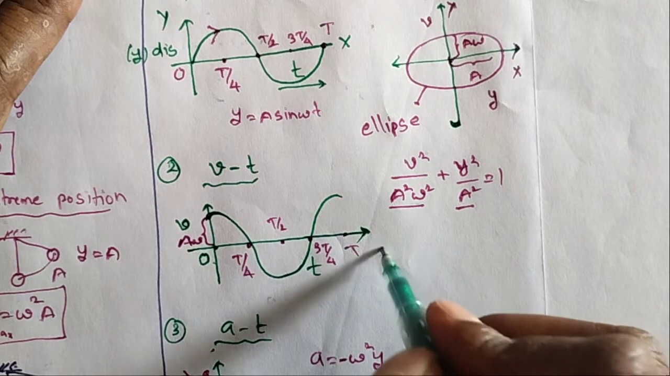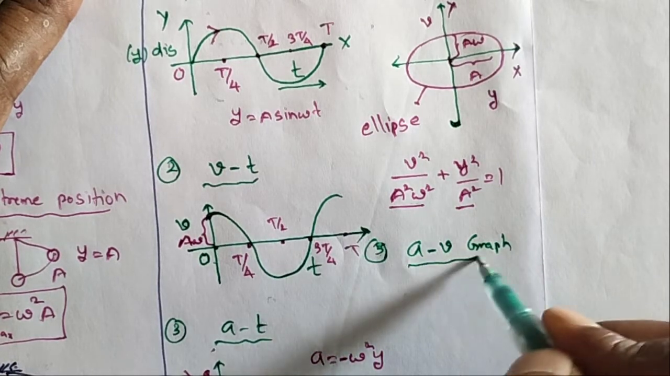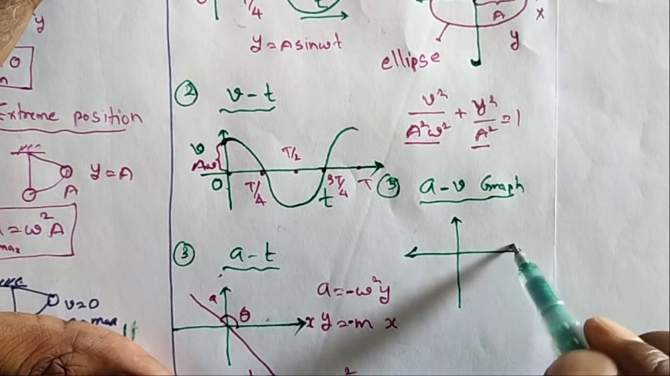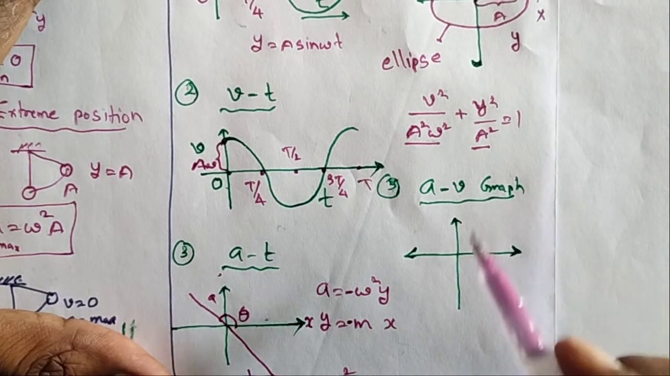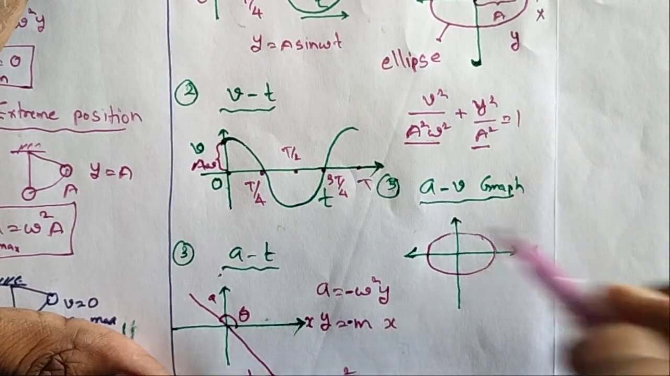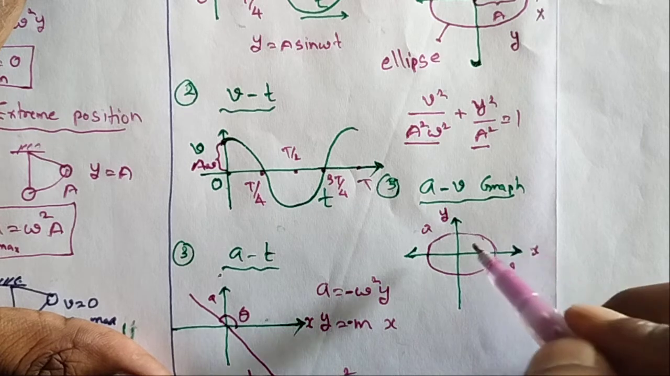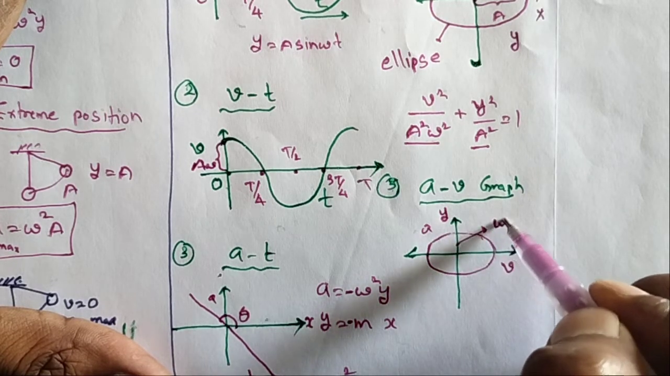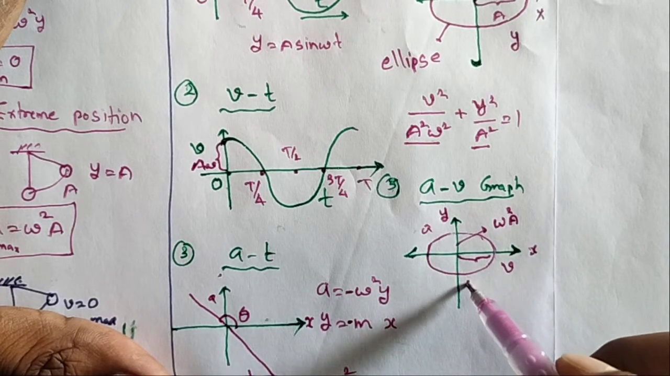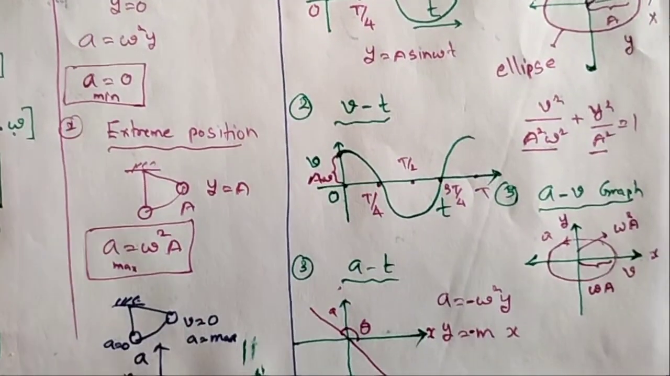So next, the fifth one, I am taking the AV graph. AV, acceleration and velocity graph. In the AV graph also, it is an ellipse. Okay, both are the same graphs. Here I am taking x-axis, y-axis. In the v and a it is also an ellipse graph, but in this, acceleration gives omega square a, and in this x-axis it gives omega into a. Okay, it is also an ellipse graph.